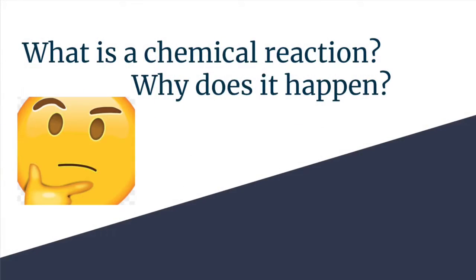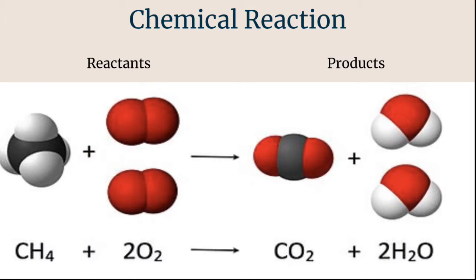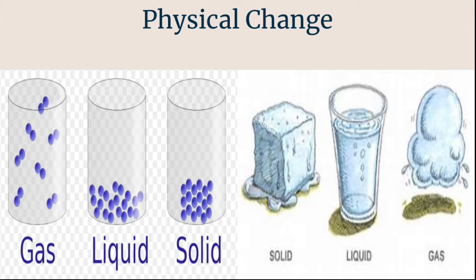Chemistry. Today we're going to answer what a chemical reaction is and why it happens. In a chemical reaction, the molecules called the reactants will react with one another to form new molecules called the products. The reactants do this by rearranging their atoms. Knowing that means changes in physical states are not chemical reactions because the molecules do not form into new molecules.